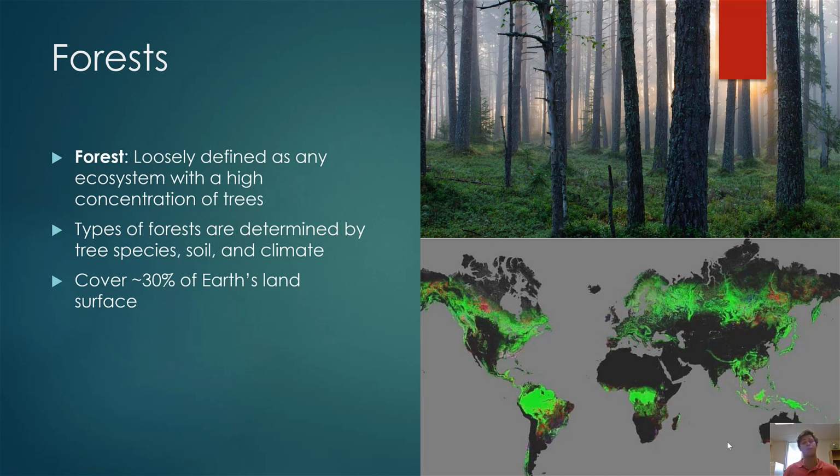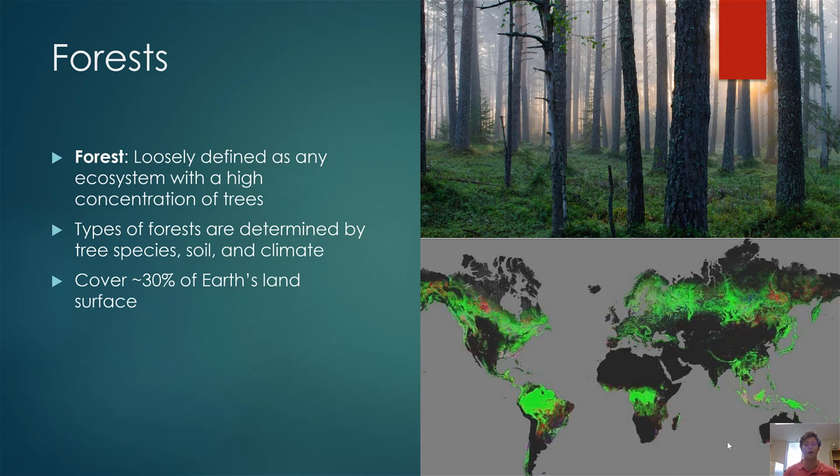Now, there are multiple types of forests, and they're usually determined by what types of dominant tree species are present in that forest, the soil structure of that forest. Remember, we talked about soil structure in a few of the earlier chapters. And then what kind of climate, basically the type and amount of precipitation that area receives, as well as the annual temperature regimes of that area. Now, forests cover a large amount of the space on the planet.